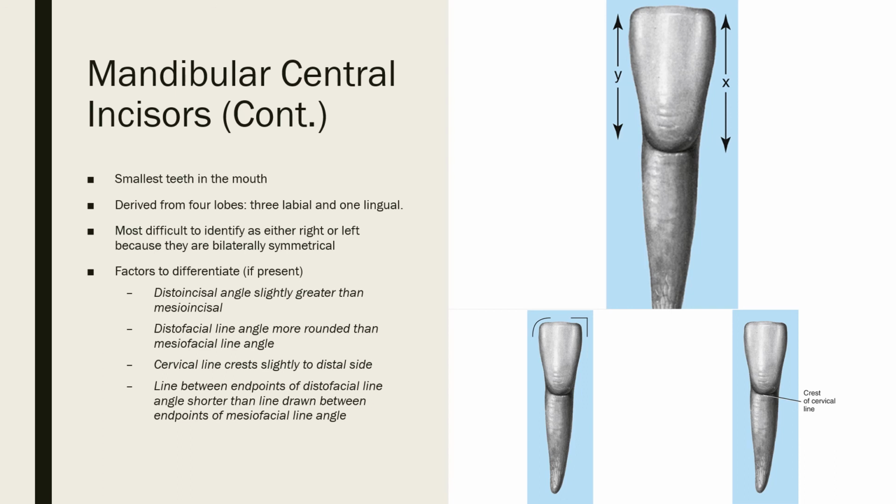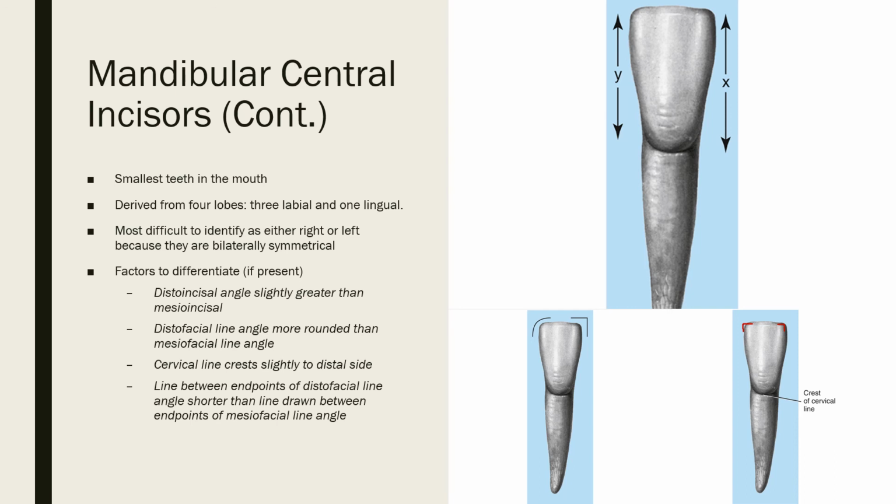It's derived from 4 lobes, 3 labial and 1 lingual. It's the most difficult to identify whether it's right or left, and that's because they're very, very symmetrical. If you look at the curvature here and here, there's not a lot of difference, so it's really tough to see. So factors that you can use to differentiate it is that the disto-incisal angle is slightly greater than the mesio-incisal. And when they say slight, they mean slight.